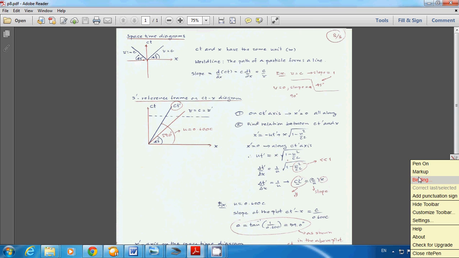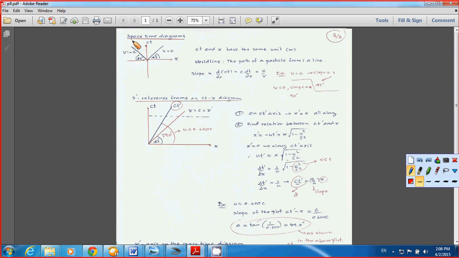I just want to add this one for you here. What we call space-time diagrams. If you plot between ct and x in the s frame, what happens if you want to put the s prime frame also on this ct and x plot? This is made to make things simpler, because x has the unit of meter, and ct also has the unit of meter, right? Because the unit of c is meter per second, and t is in seconds. So meter per second multiplied by time, which is second, you end up with the same unit as x, which is meter.